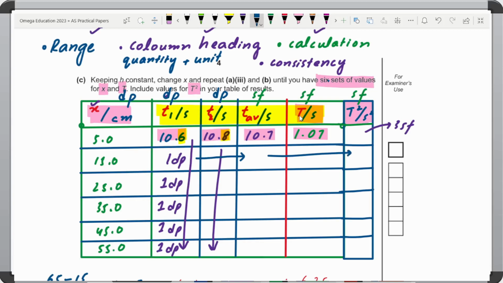Because a quantity of the same family, or a quantity which is calculated from a certain quantity, has to have the same number of significant figures. So same number of significant figures here, here, and here. Down the column, decimal places have to be the same, and to the right of the rows, the significant figures have to be the same. They have to be consistent.